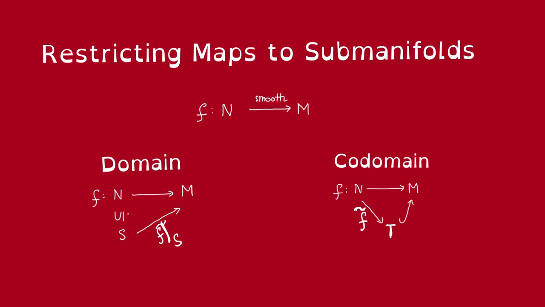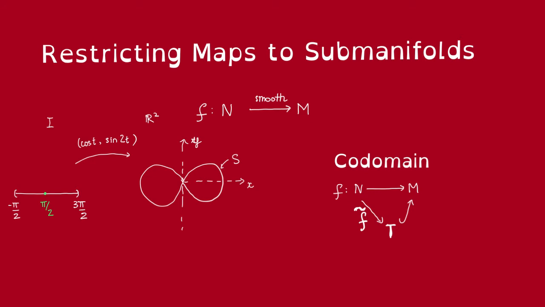Because this inclusion map, whether S is an immersed submanifold or an embedded submanifold, is going to be smooth, just by definition of submanifold. And a composition of smooth maps is always smooth, so this restriction map is always smooth. So we only want to look at this question about restricting the codomain.